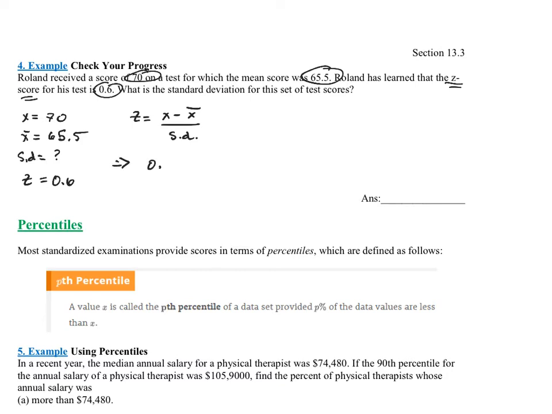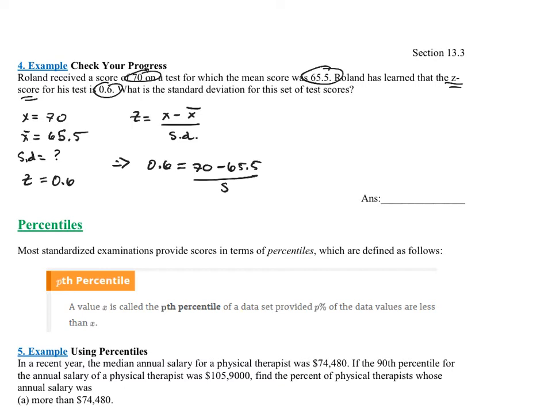Well, z-score was 0.6 equals data was 70 minus the mean, which was 65.5, divided by the standard deviation. I don't know what it is. We can give it any letter that we want. I don't know if this is a population, so I'll just call it S for standard deviation. I could have made it X, I just don't want you to get mixed up with the X as the data value here. So that's an S. Just make sure you know that's an S, not a 5.